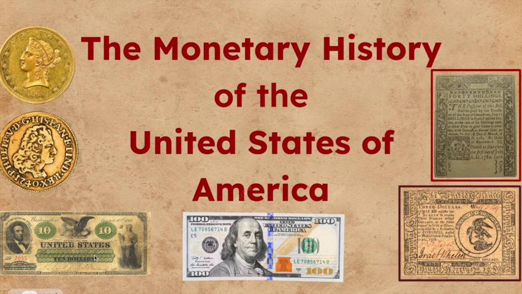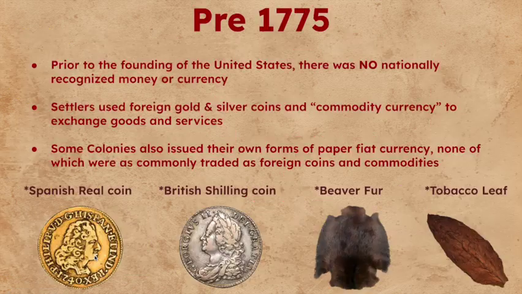So with that all, let's jump in here. Let's look at the monetary history of the United States. So before America was founded, there was no nationally recognized money or currency. Settlers just used foreign gold coins and what was known as commodity currency to exchange goods and services.